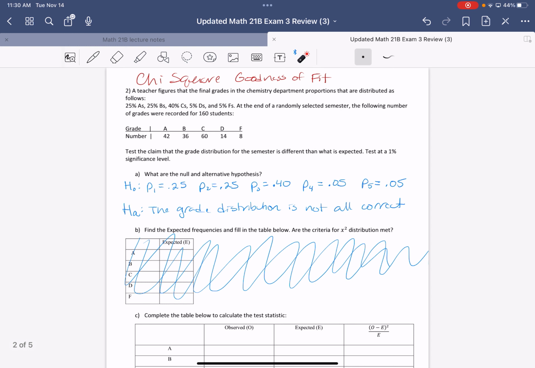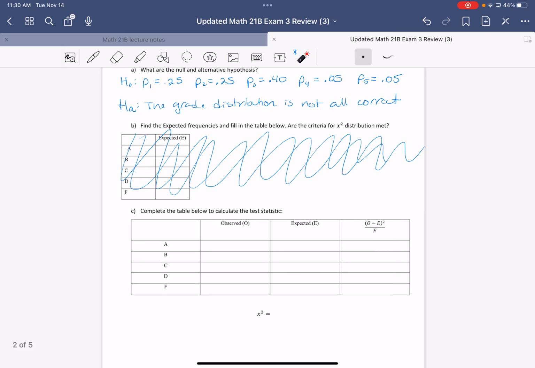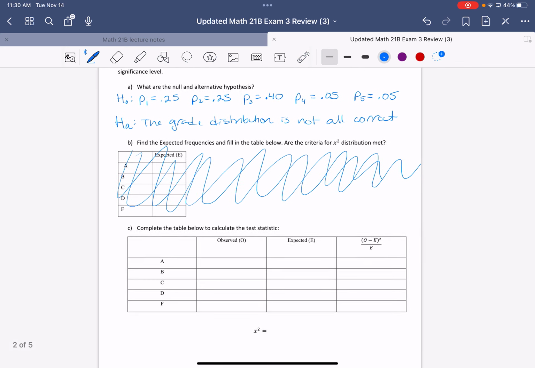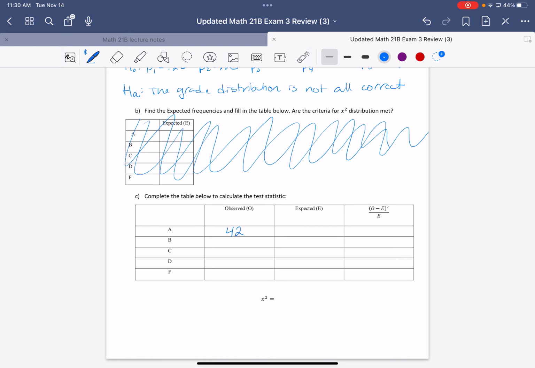Yeah, from this table right here, right? This is what we observed to be the actual number of grades received out of the 160 students. The observed values will always be given. So then you just need to copy them and bring them down accordingly. So we were told there were 42 A's, 36 B's, 60 C's, 14 D's, and 8 F's.